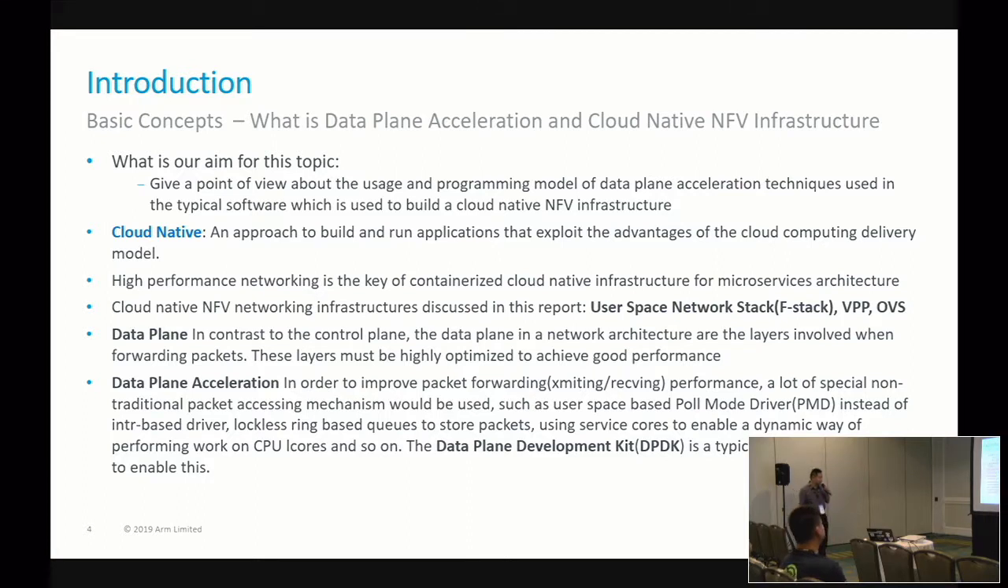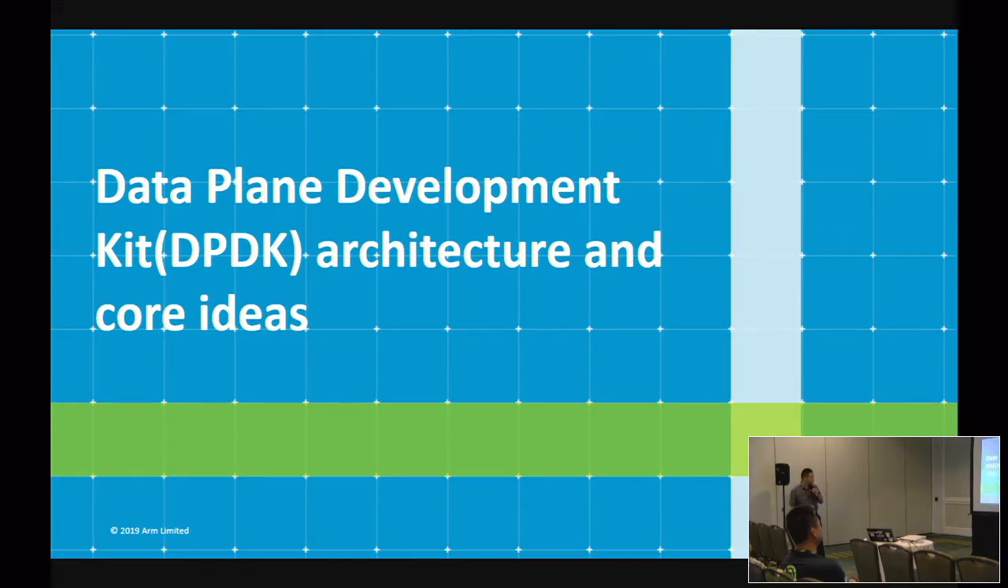A lot of special non-traditional packet processing mechanisms are introduced, such as user space poll mode drivers instead of interrupt-based drivers, lockless rings to store packets, and service cores to enable a dynamic way of performing work on CPU logical cores. And currently DPDK, the Data Plane Development Kit, is a typical open source software to do that. So we should give a brief introduction about the DPDK architecture and its core ideas here.